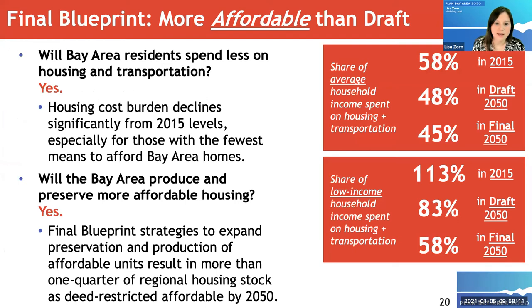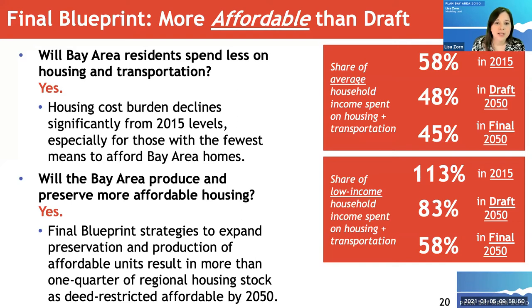Starting with affordability, the final blueprint is certainly more affordable than draft. Bay Area residents would spend less on housing and transportation, just 45% compared to 58% in 2015. Reductions are even greater for low-income residents who spend a whopping 113% of income on housing and transportation in 2015, which declines to just 58% of income in 2050, thanks to robust affordable housing strategies and means-based discounts for transit and tolls. With regards to the second question, yes, the Bay Area would produce and preserve much more affordable housing if the final blueprint strategies are implemented.